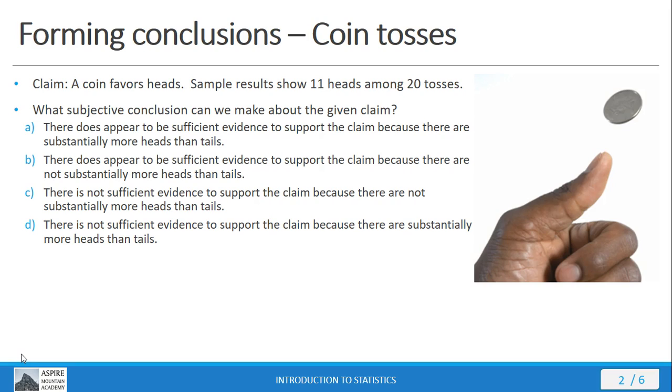It's still pretty close. So it doesn't appear that there's sufficient evidence to support this claim because you don't have substantially more heads than tails. And that's going to be the answer that we select here, answer option C.